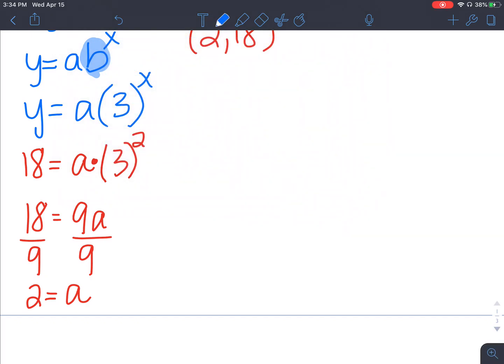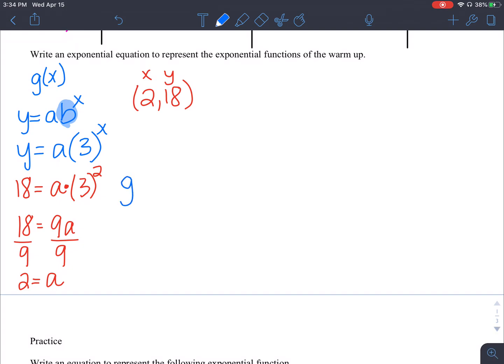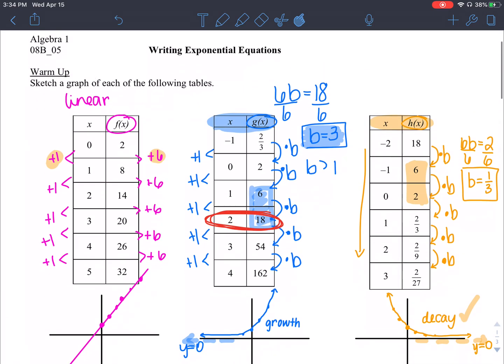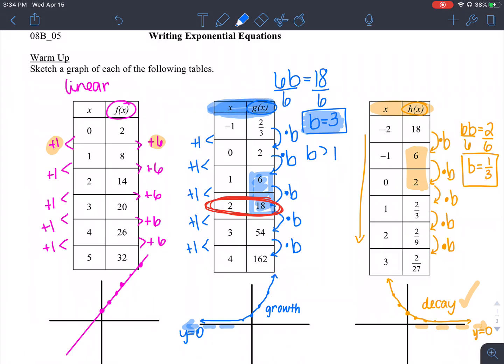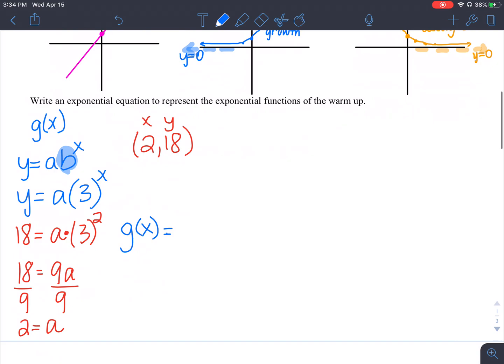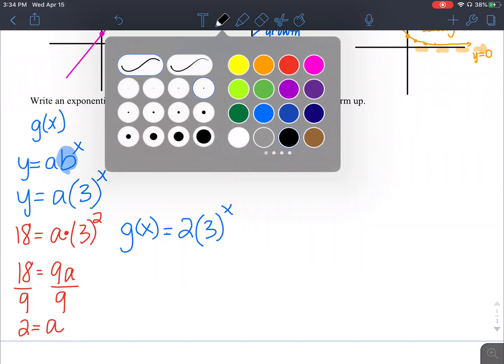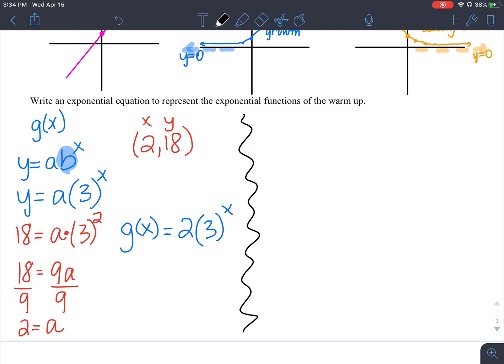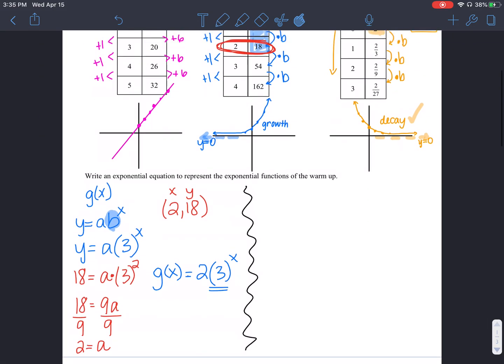So bibbidi bobbidi boo, we're going to put them all together. I've got g of x, which I'm using not only to remind you that function notation is the thing, but also so we know exactly what table I'm talking about. I'm talking about the g of x table. g of x equals 2 times 3 to the x. Boom. And then I also want to do just a quick visual check. Is my base above 1? Because according to my picture, it was a growth, and b is greater than 1, so we are good.